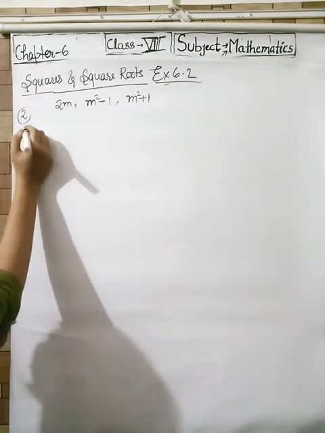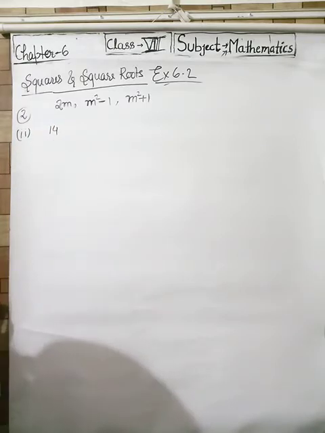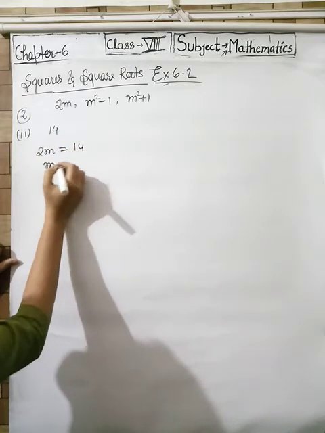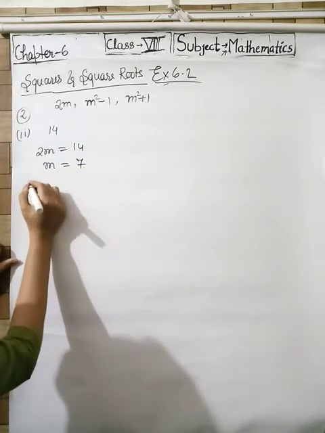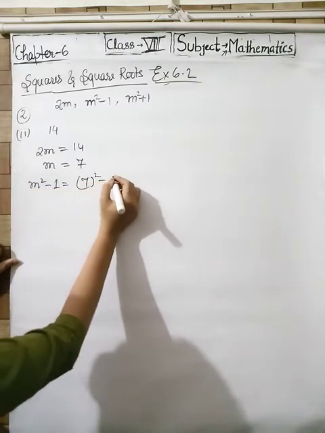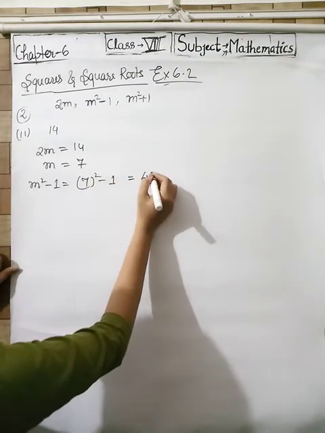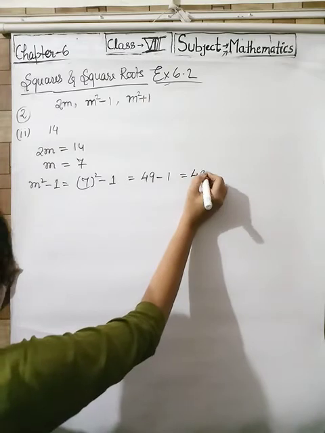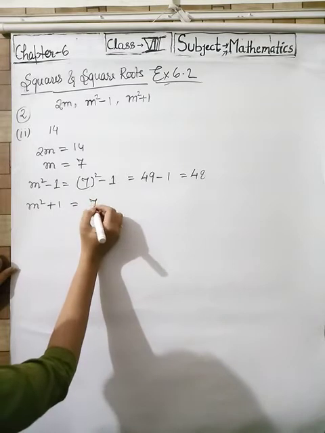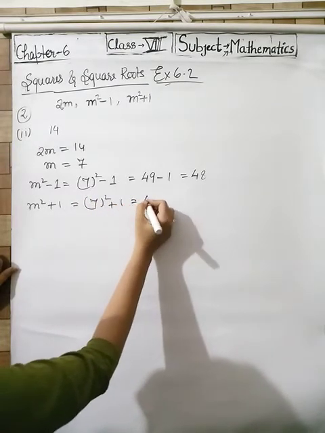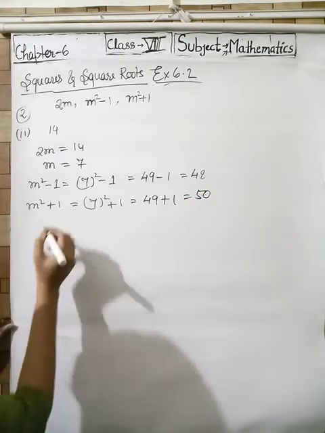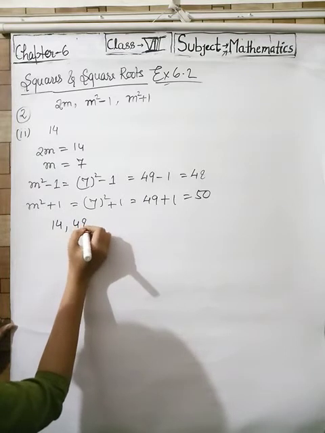Second is 14. So I have told you by convention, let's take 2m is equal to 14, so m is equal to 7. Okay. So m square minus 1 will be equal to 7 square minus 1, will be equal to 49 minus 1, will be equal to 48, and m square plus 1 will be equal to 7 square plus 1, will be equal to 49 plus 1, will be equal to 50. Okay. So the required Pythagorean triplet is 14, 48 and 50.